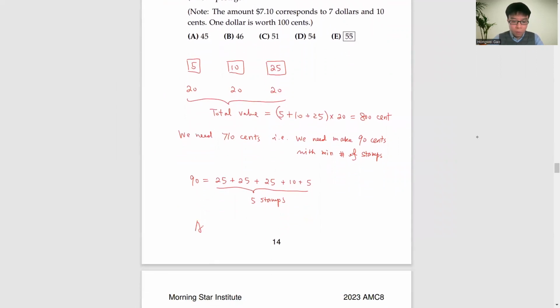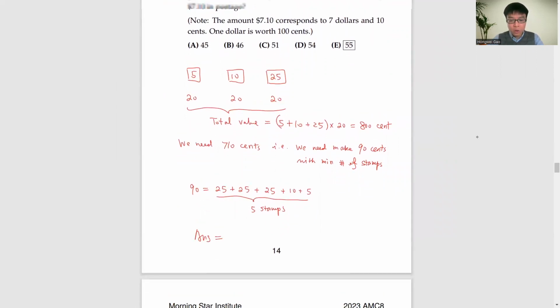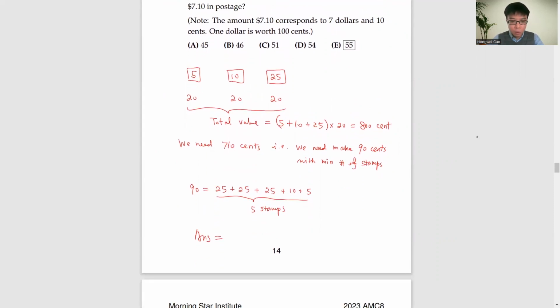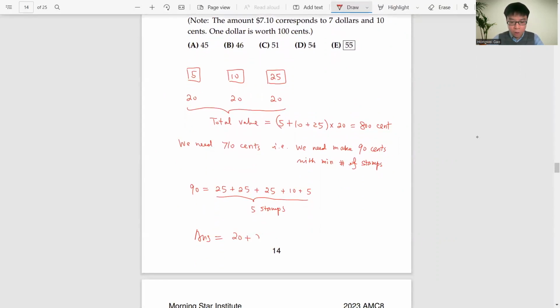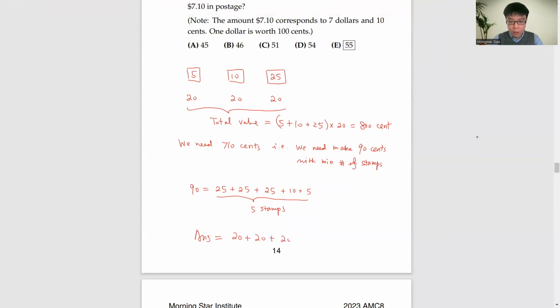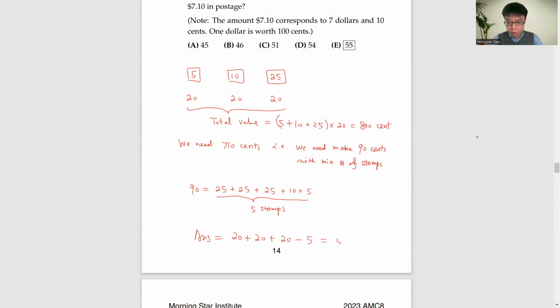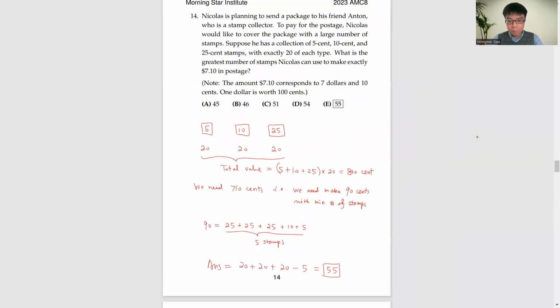So the answer is we use the remaining stamps to make 710 cents, which is totally we have 20 plus 20 plus 20, 60 stamps. We remove these 5 stamps, which is 55. The answer here is 55.